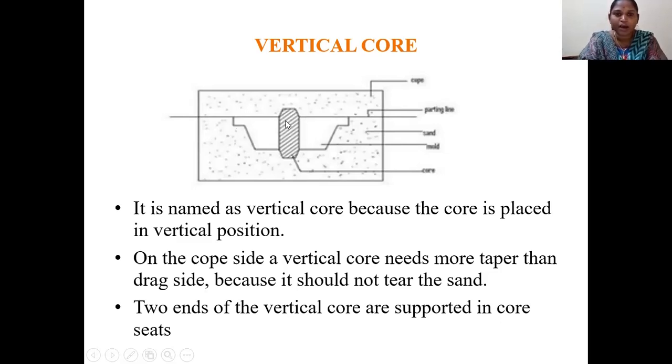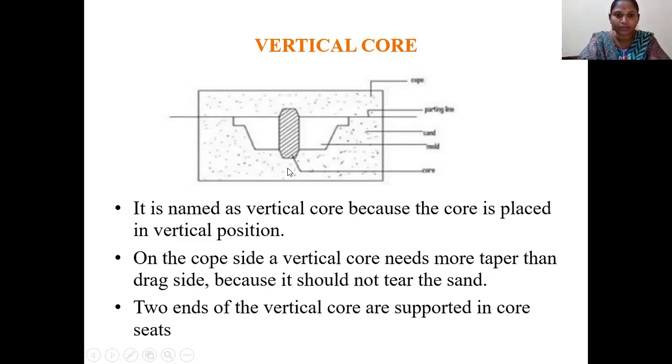So the maximum part of the core is in the drag itself, and the minimum part of the core is in the cope side. So this is the axis, right? This is the axis of the mold cavity, right? So from the axis, the long part of the core is in the mold cavity, that too in the drag side, and a minimum portion, this is the minimum portion, is in the cope side. And this suggests that this complete core is placed in a vertical section in the mold cavity.